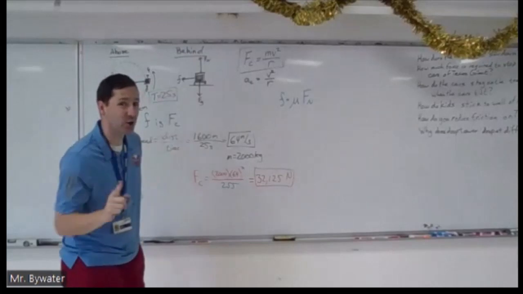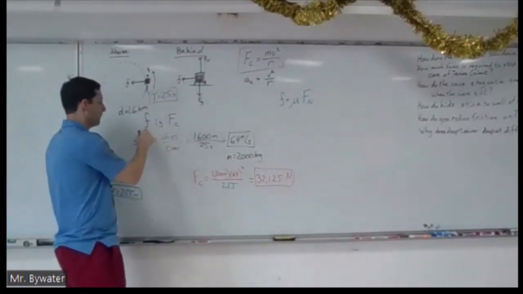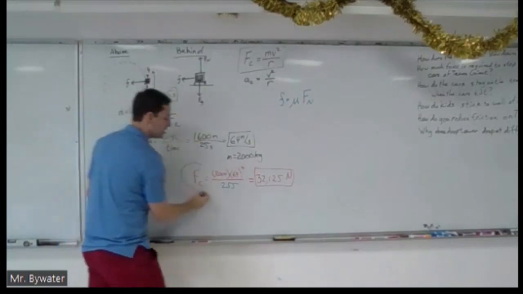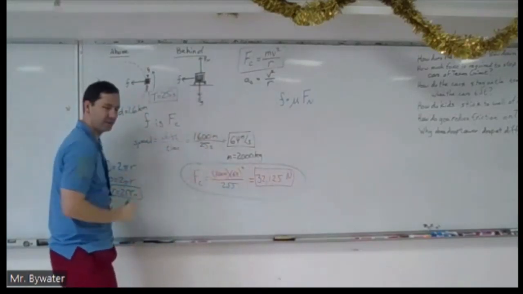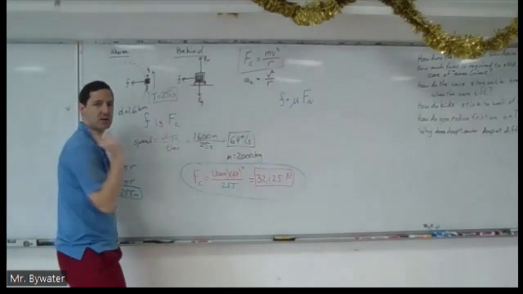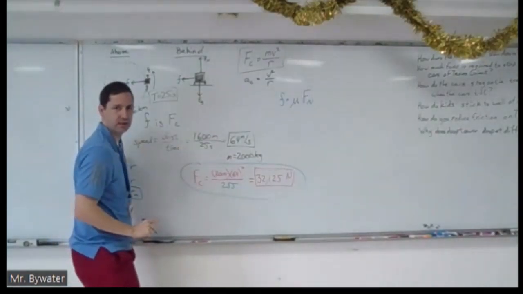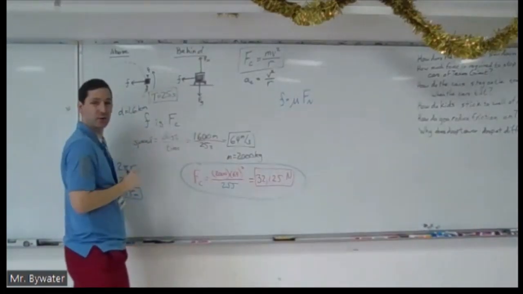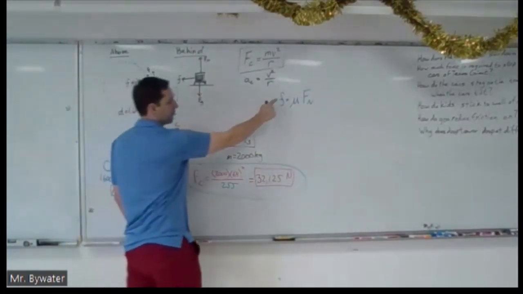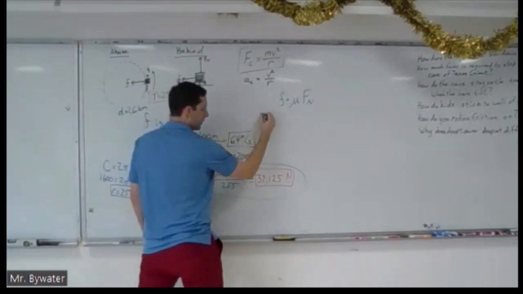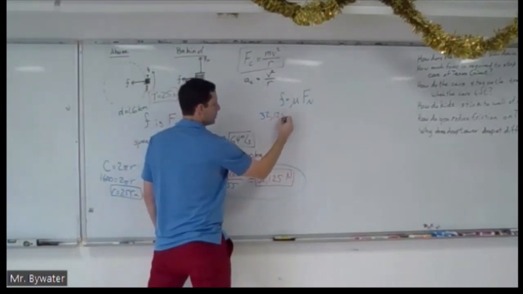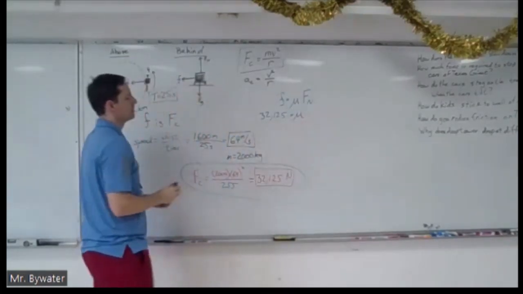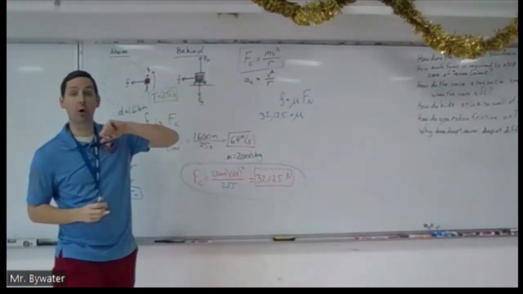Okay. Now, what we said earlier was that friction is the centripetal force. And guess what? We just found the value of the centripetal force. So if we know the value of the centripetal force, then we also know the value of friction, because friction is the centripetal force. And so here, friction is going to be 32,125 newtons. Now, I'm not going to put the units on there. Then we've got the coefficient. Now we need the normal force.